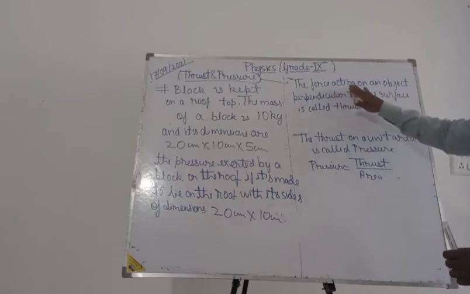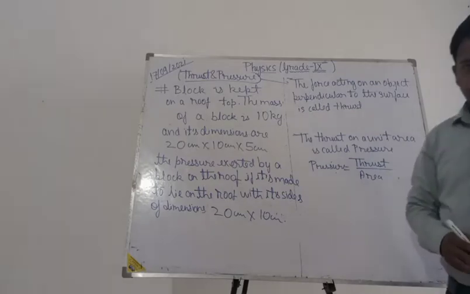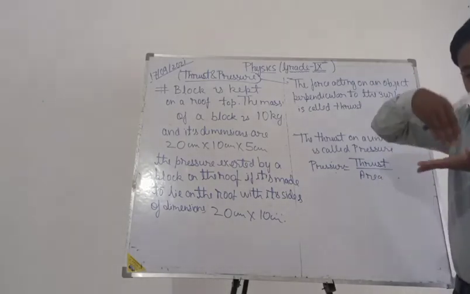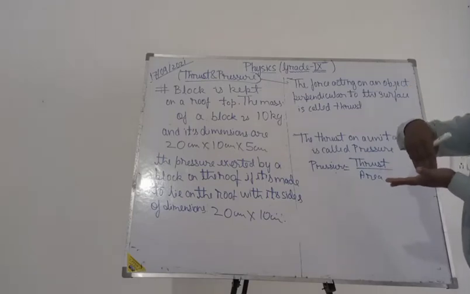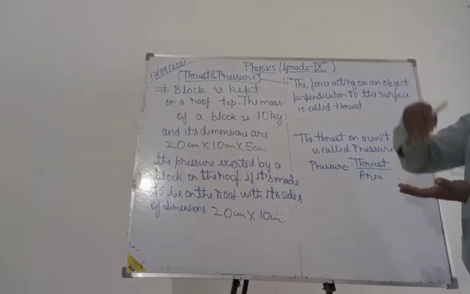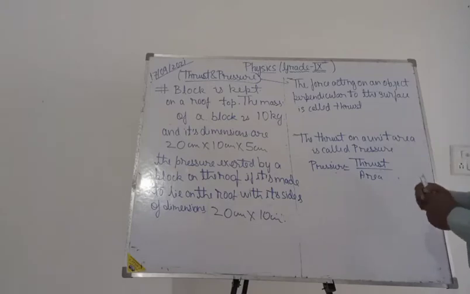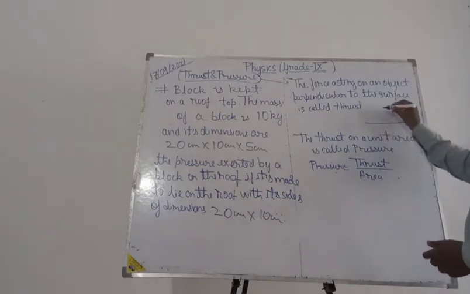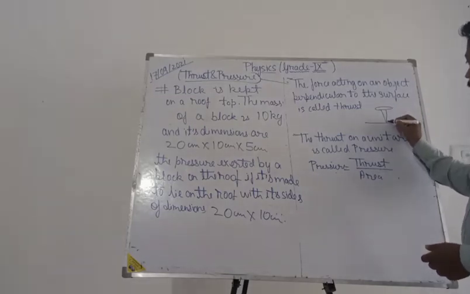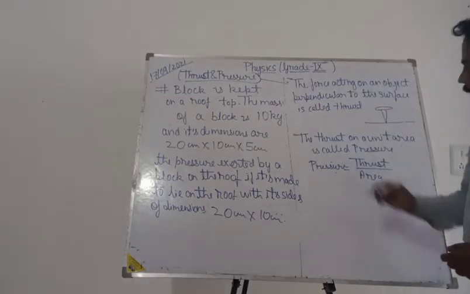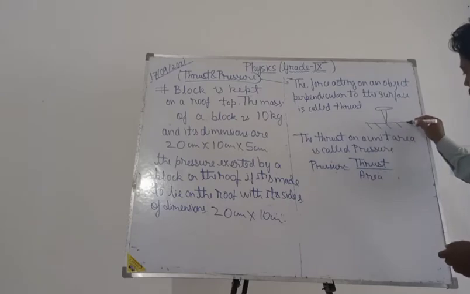The force acting on an object perpendicular to the surface is called thrust. That means the force acting in the perpendicular direction on an object, perpendicular to the surface. For example, I am having one pin, and this is the tip of the pin. And let us assume that this is the board.